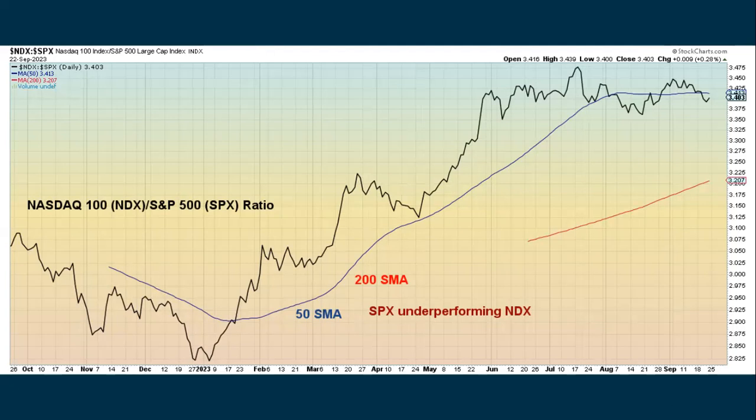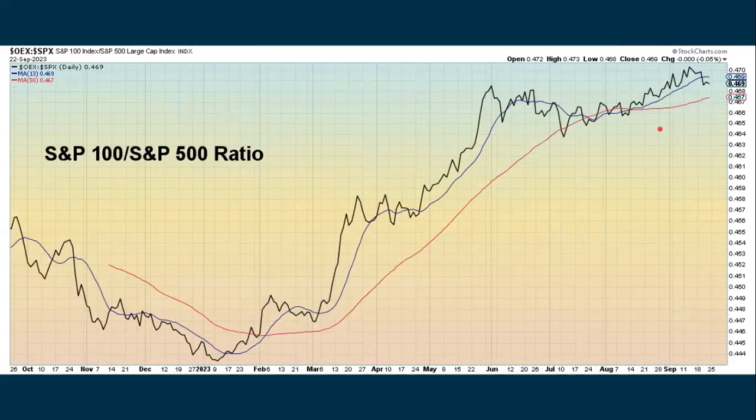Now, they're both doing fairly well in 2023, even though the month of September has been rather difficult. And the NASDAQ 100 is still continuing to outperform the S&P. We look at the S&P 100, the biggest stocks in the S&P 500, and even though there's been some weakness here, the bigger stocks are outperforming the rest of the S&P.